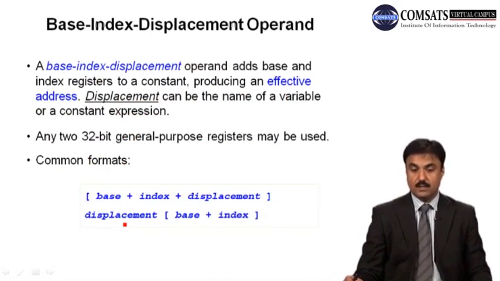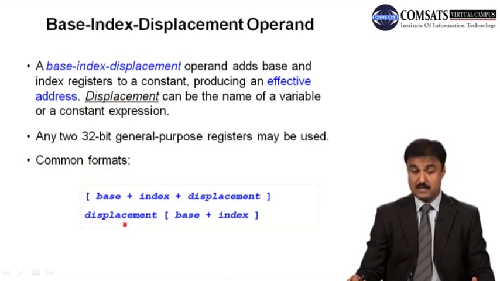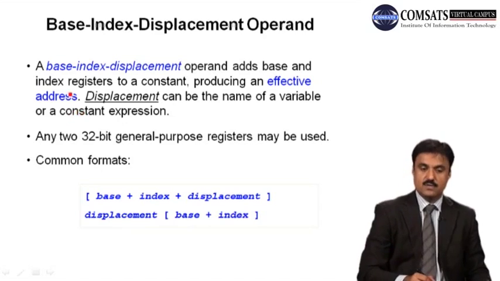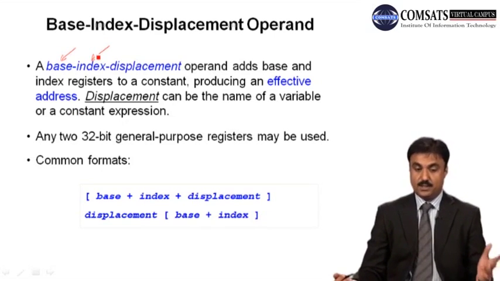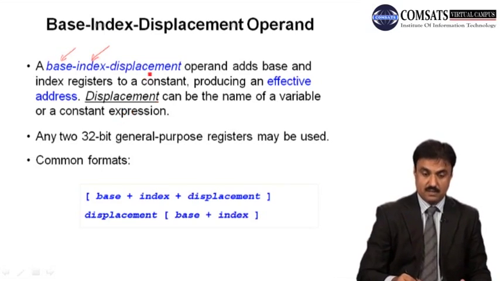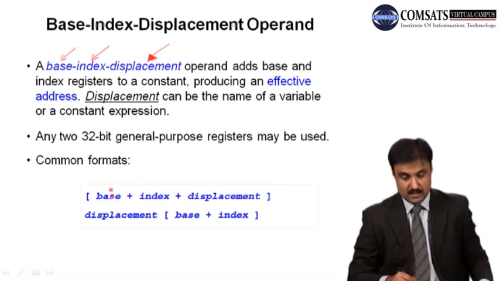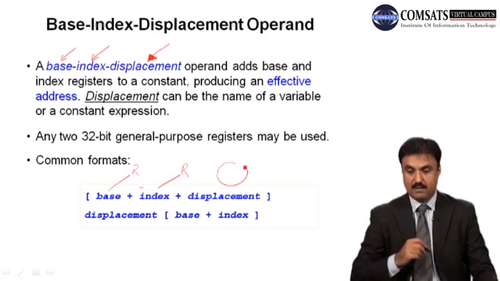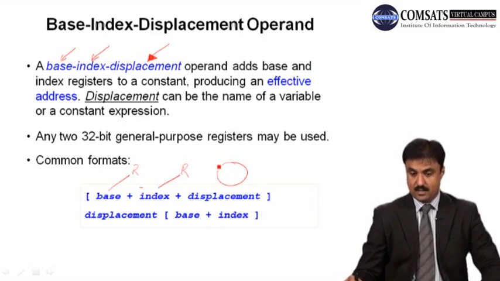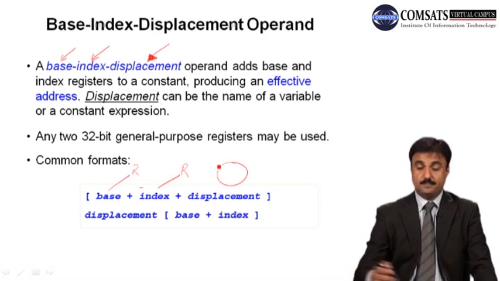Now the second method is called base index plus displacement. Now there are 3 things. As we know, base and index can be any general purpose registers in 32-bit architecture. Now the displacement is the third value which we are going to add here. You can see base and index can be any register. However, the displacement can be the name of a variable, or it can be a constant.